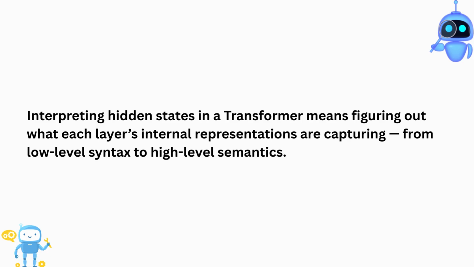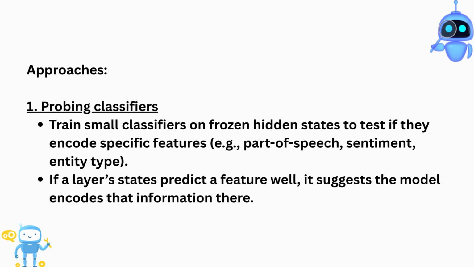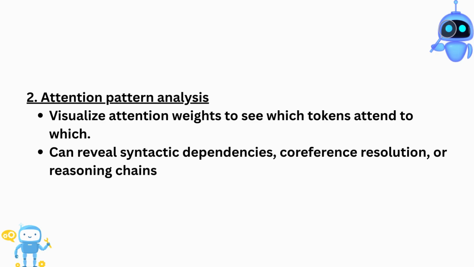Interpreting hidden states in a transformer means figuring out what each layer's internal representations are capturing, from low-level syntax to high-level semantics. Recommended approaches are: 1. Probing classifiers. Train small classifiers on frozen hidden states to test if they encode specific features, e.g. part of speech, sentiment, entity type. If a layer's states predict a feature well, it suggests the model encodes that information there. 2. Attention pattern analysis.